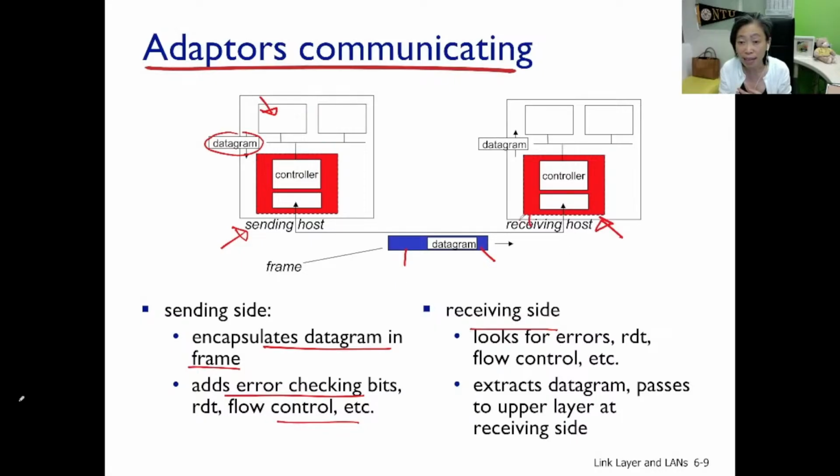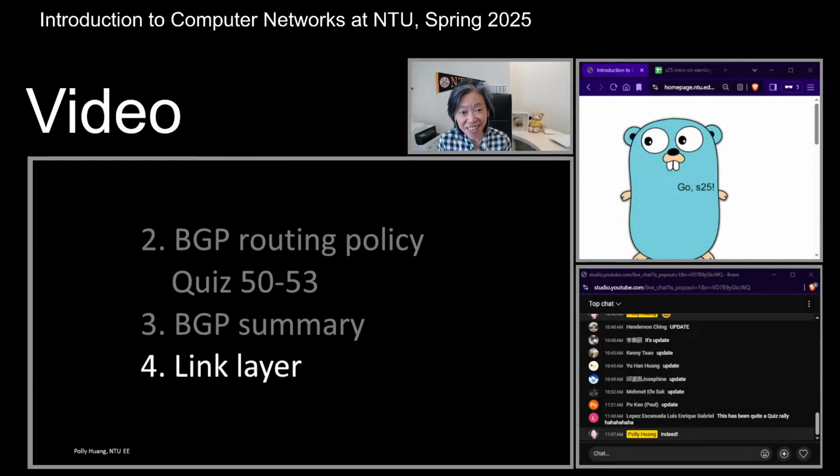At the receiving side, the link layer will extract the headers and trailers and examine them to make sure that these functions are running, and then extract the datagram and pass it up to the higher layer. All right, so that's the link layer.